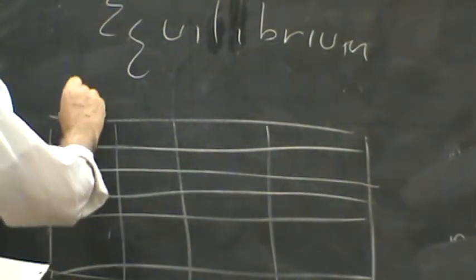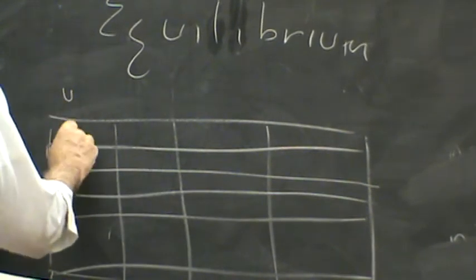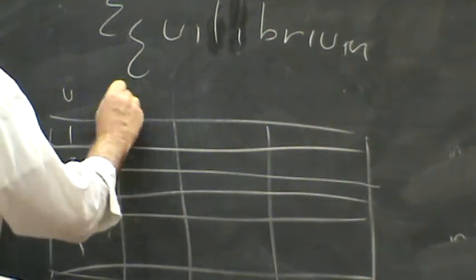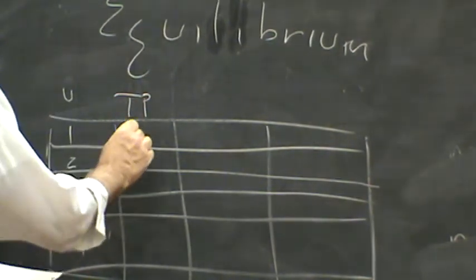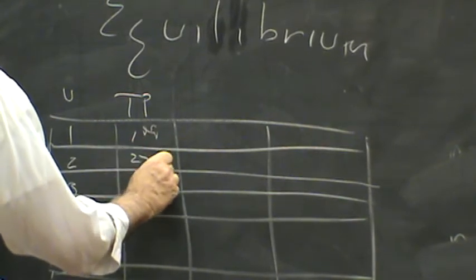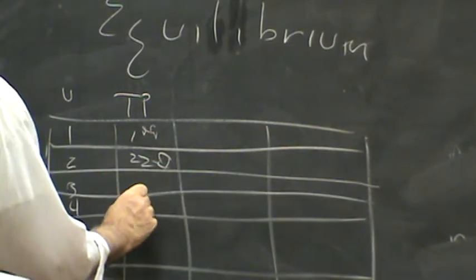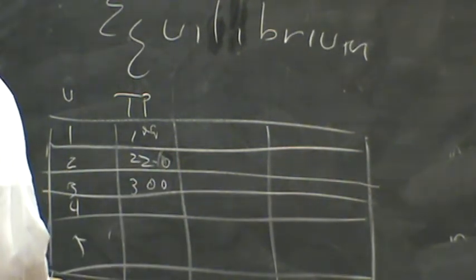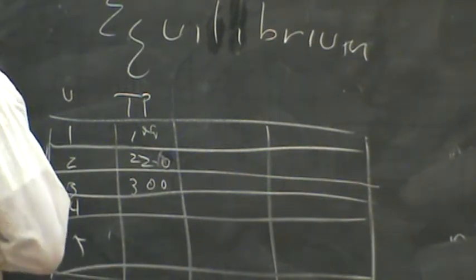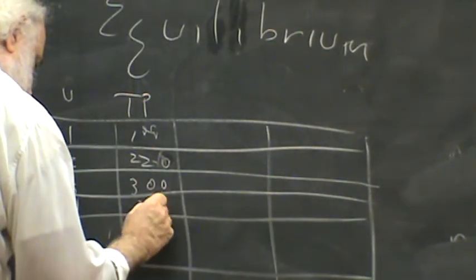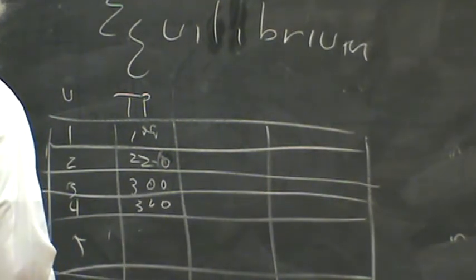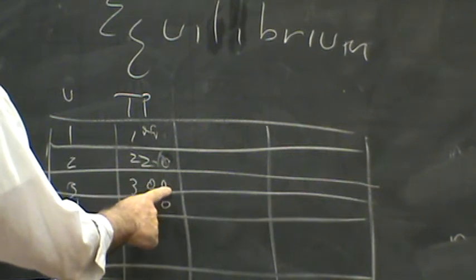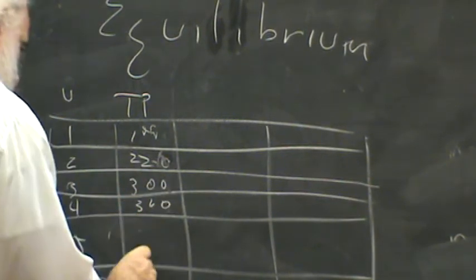Okay, so units means units of labor, workers. 1 worker, 2 workers, 3 workers, 4 workers, 5 workers. Total product: 100, 220, 300, 360, 400.